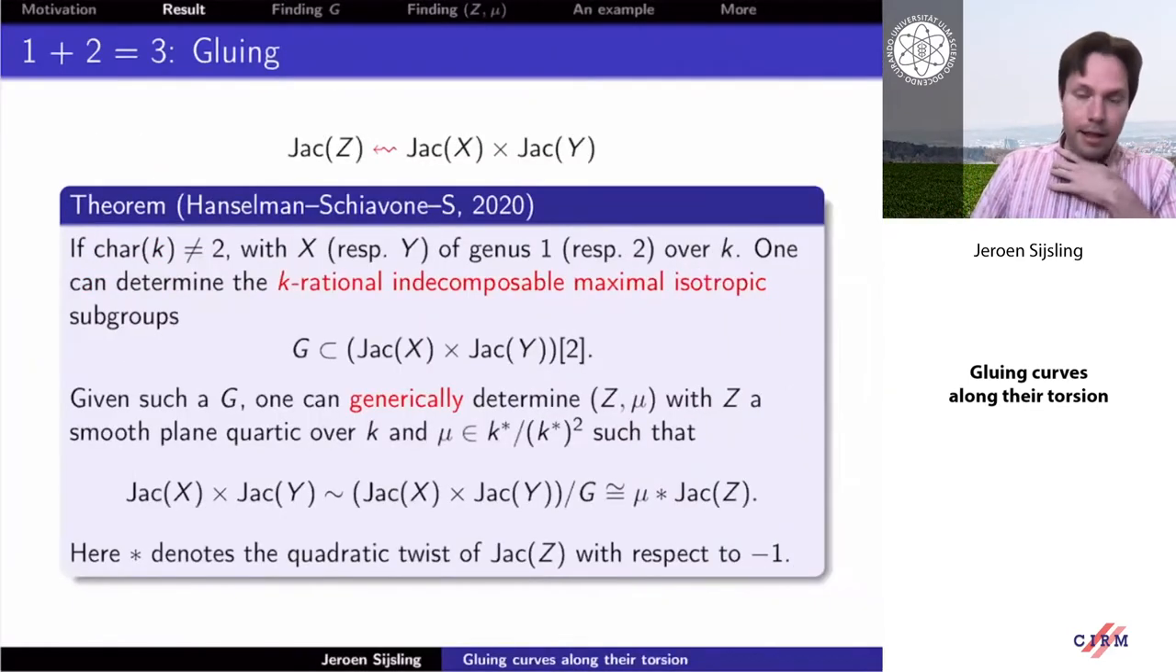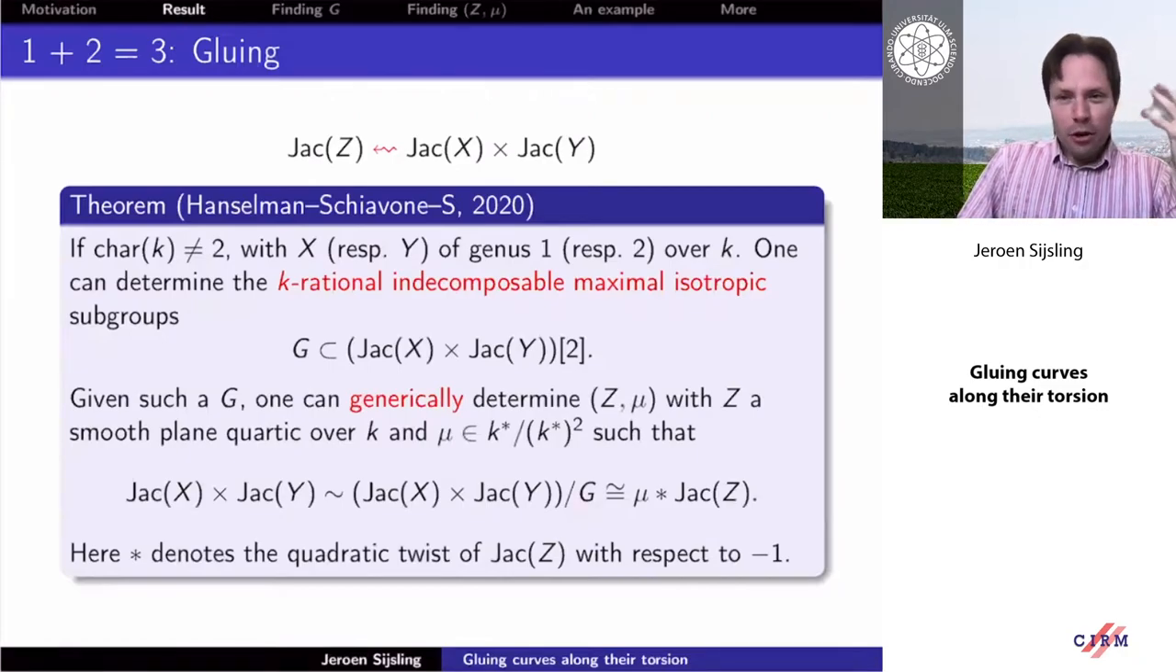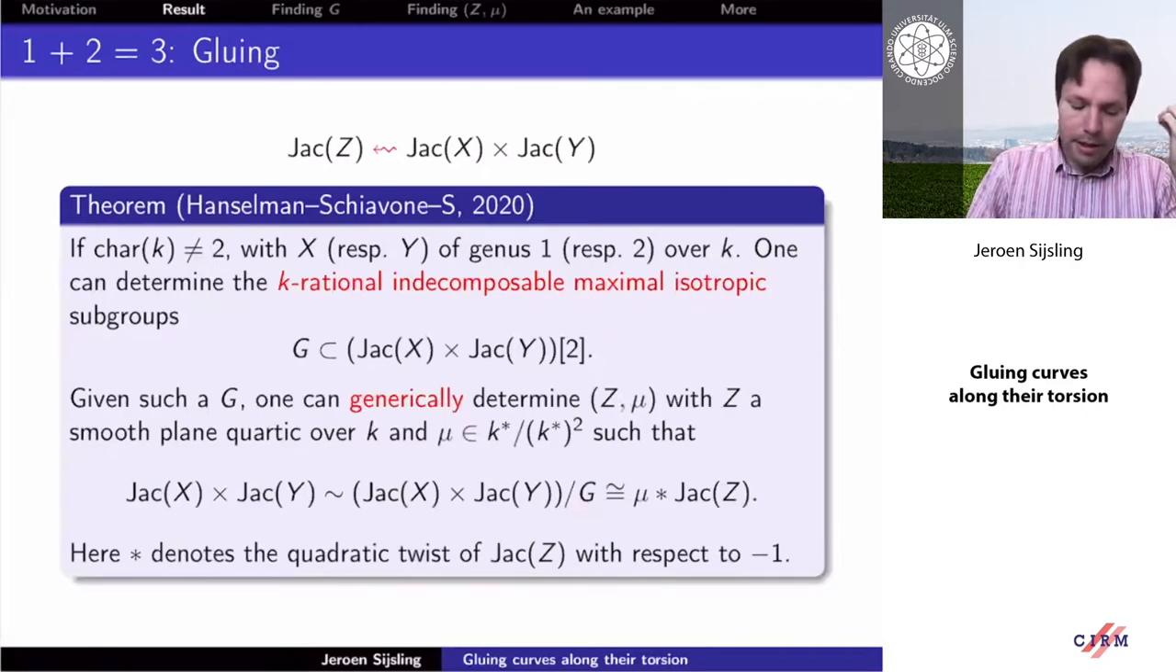Moreover, if you are given such a group, then you can also find a curve Z explicitly with a little twist, literally, because it turns out that if you now divide out this group G, you get a Jacobian of a curve over the base field, but in order to really get this isogeny over K, you have to twist it a bit. You have to take a quadratic twist of that Jacobian with respect to a certain scalar that is well determined up to a square.